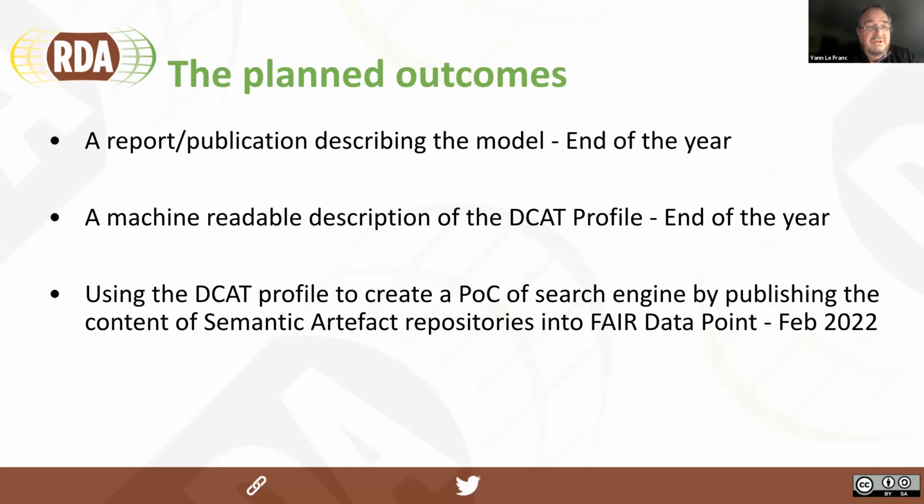We're still finishing the details on this that will describe the model, but also a large part of the time in between has been used to try to provide a machine readable description of the DCAT profile that was defined with the voting results. And some of the work we're doing in FAIR now is to use the DCAT profile to create a proof of concept of such a search engine, by publishing the content of semantic artifact repositories like BioPortal and AgroPortal into a FAIR data point to enable search across multiple ontology repositories.